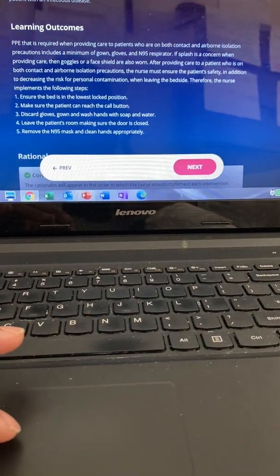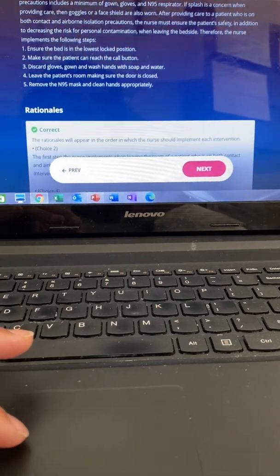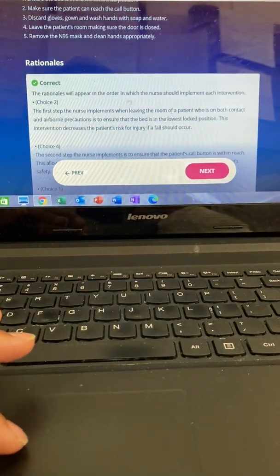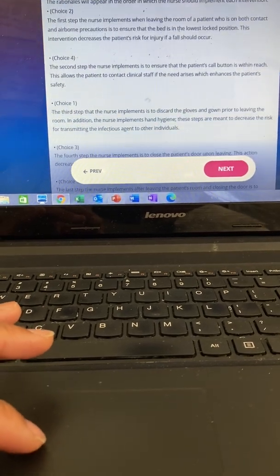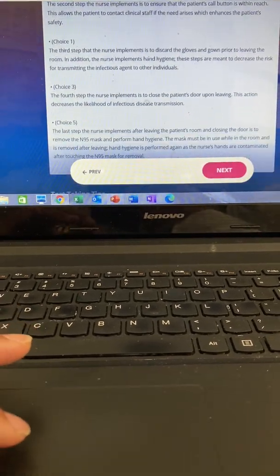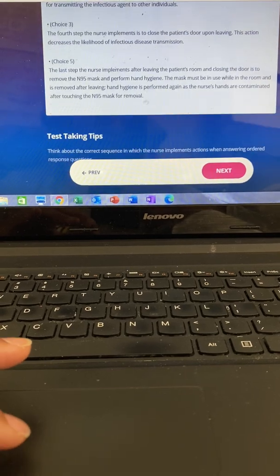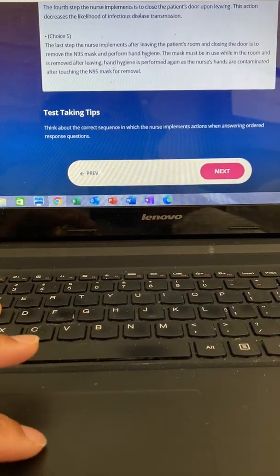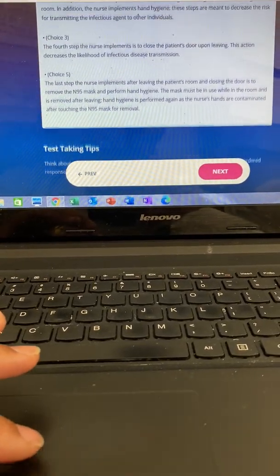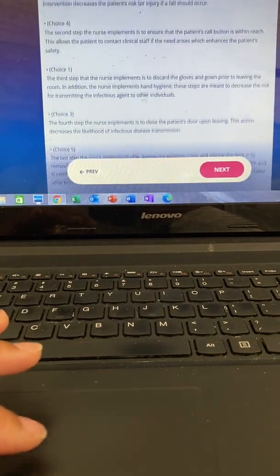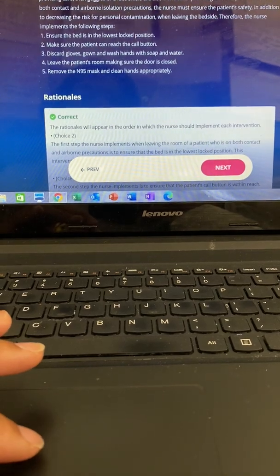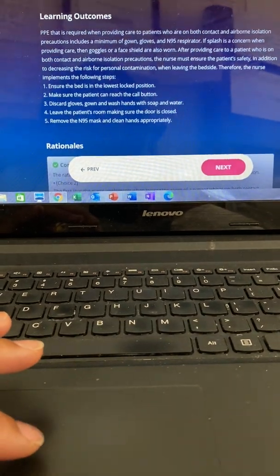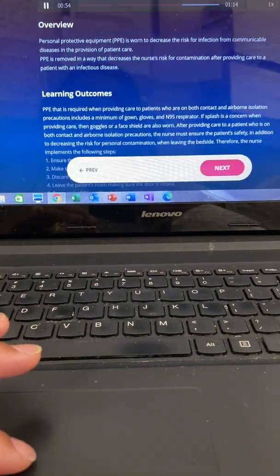So first we do option 2, place the bed in the lowest locked position. Guys, that's safety, prevents any type of falls. Then our second step is to ensure the patient can reach the call button so they can alert us if they need help. Then third, we remove all PPE except, key term here, except the N95 mask. So N95, guys, masks are always removed last. And we wash hands before leaving.